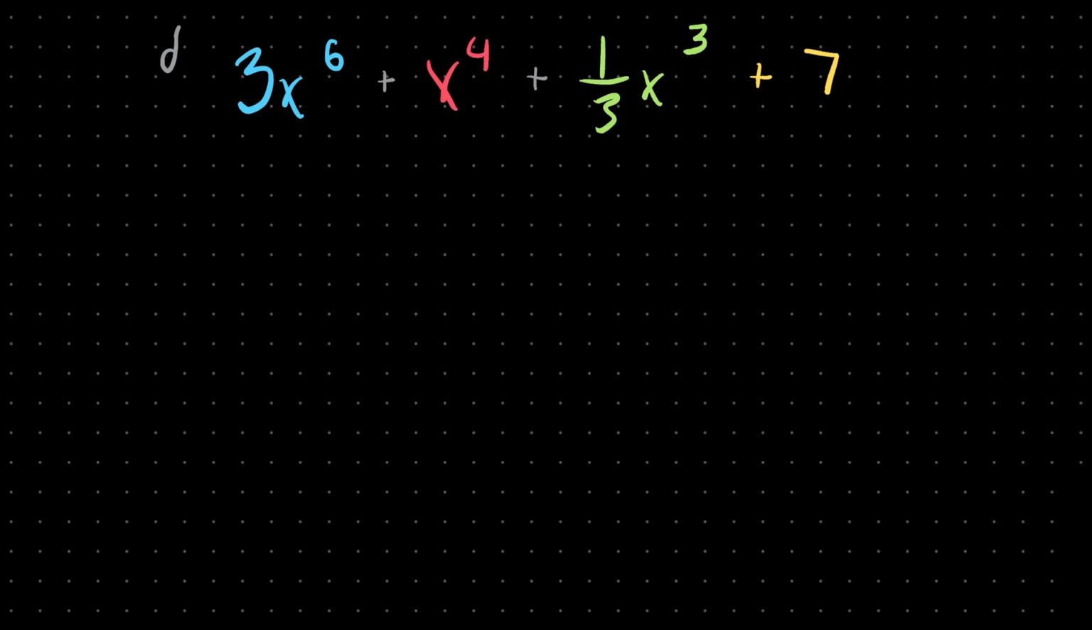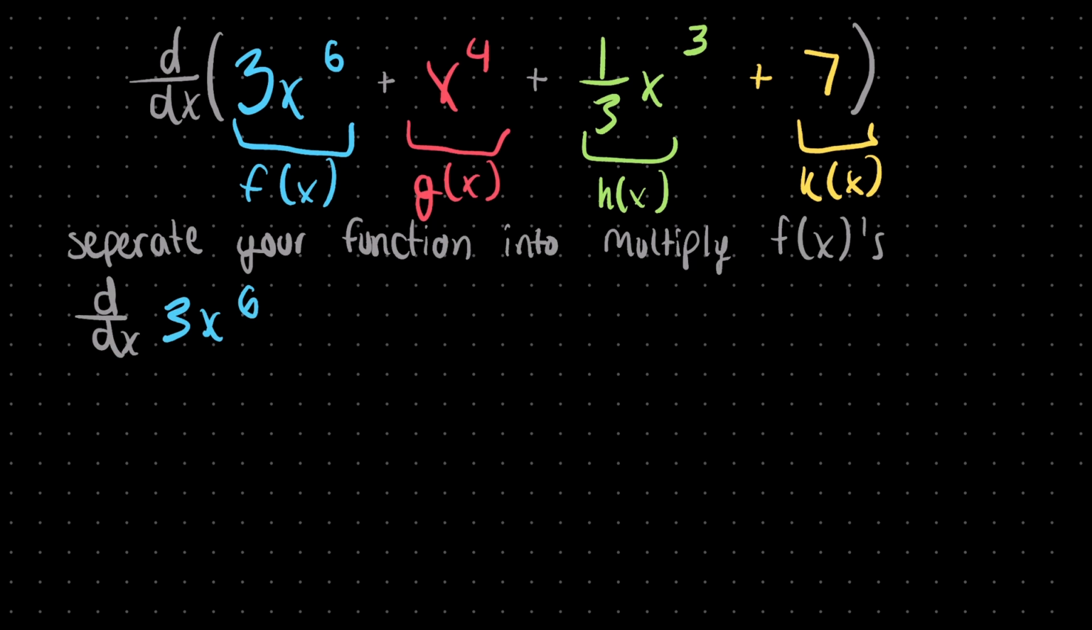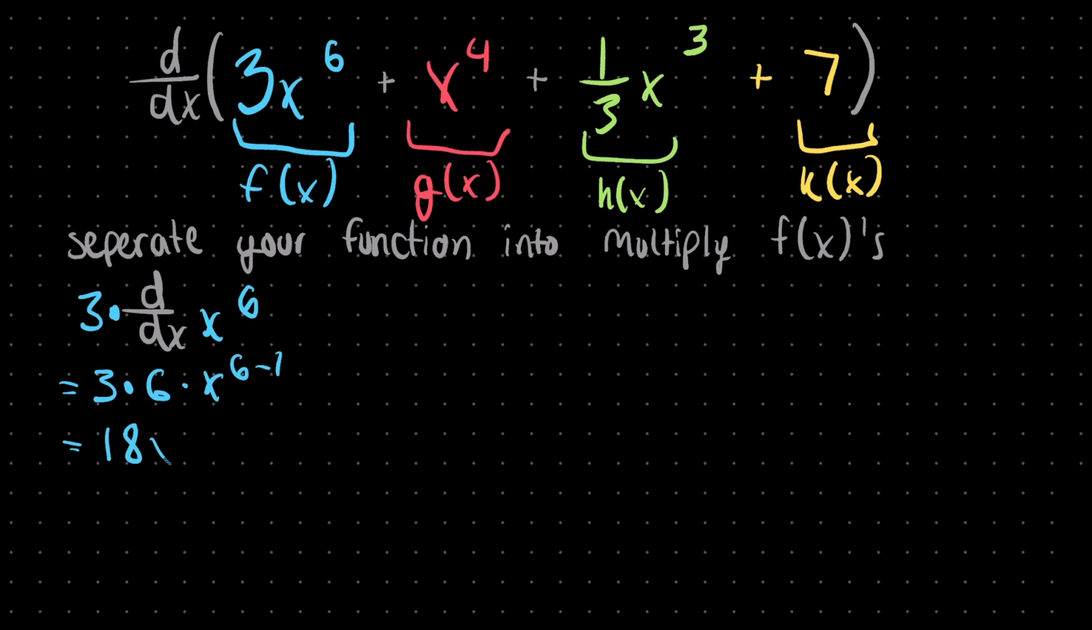Now let's take a more complicated polynomial function. Let's say 3x to the 6 plus x to the 4th plus 1/3 x to the 3rd plus 7. The way that we would take the derivative of this is by separating this function into multiple smaller functions of x, and then we take the derivatives of the parts. We can rewrite the derivative of 3x to the 6th as 3 times the derivative of x to the 6th, and then just use the power rule. And this would give us 3 times 6 times x to the 6 minus 1, or 18x to the 5th.